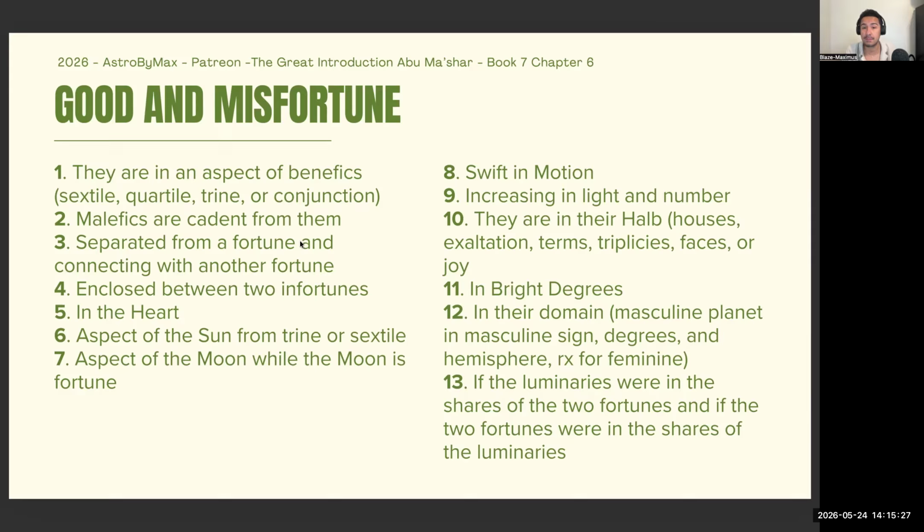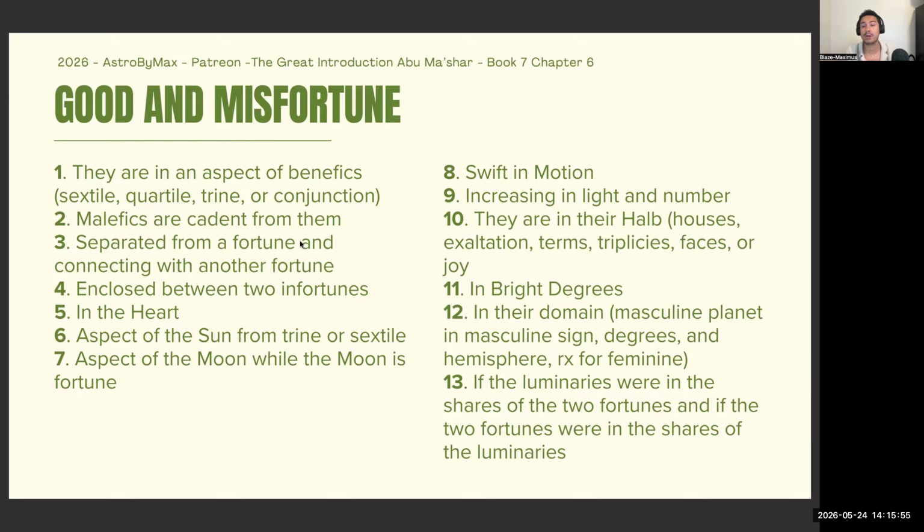If the planets are swift in motion, if they are increasing in their light and in their number, and if they are in their halb, so if they're in their own houses, their exaltation, their term, their triplicity, their face, or their joy. If they are in bright degrees, if they are in the degrees of nur, if they are in their domain, so if a masculine planet is in a masculine sign, if it's in masculine degrees, and if it's in the hemisphere, and the same for feminine as well.